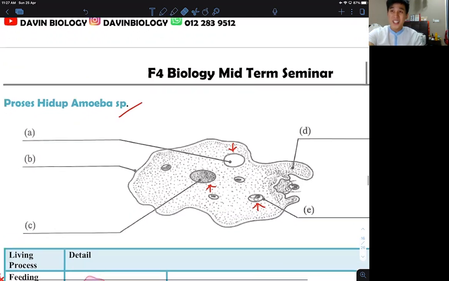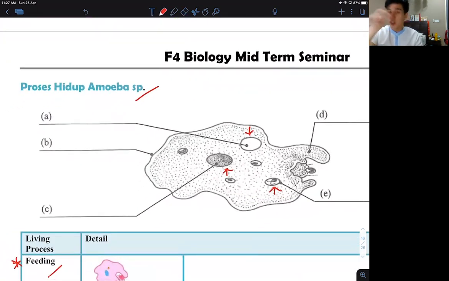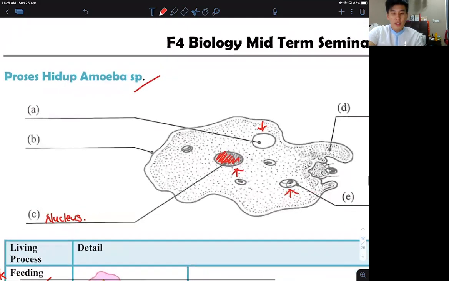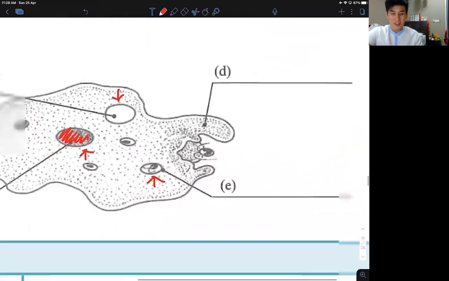We can start from C first. The vacuole here has a specific name, but anyway, we start from C first. The black colored thing, this one, is the easiest one. This is your nucleus. Then you have two other round things here: this white colored one, and this one with something like a cockroach inside.